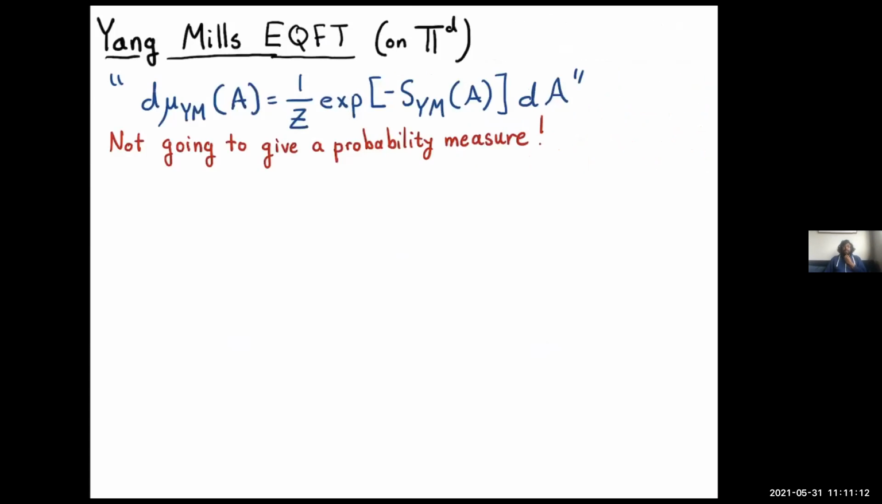If you build an action whose minimum gives you your equations of motion, then one way to build a corresponding quantum theory is to use that action to construct a Gibbs weight. So this is the Yang-Mills Euclidean quantum field theory. This is how you'd formally write it, where this is some sort of abstract Lebesgue measure on connections, but this is not going to give you a probability measure.